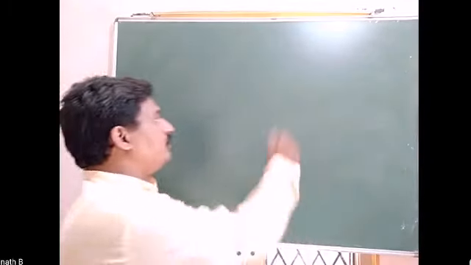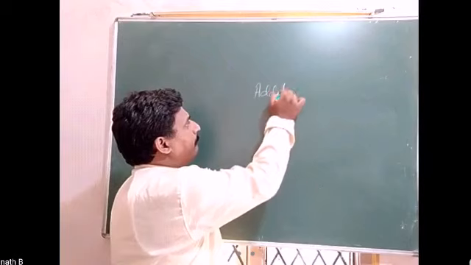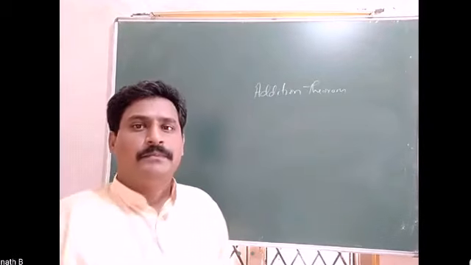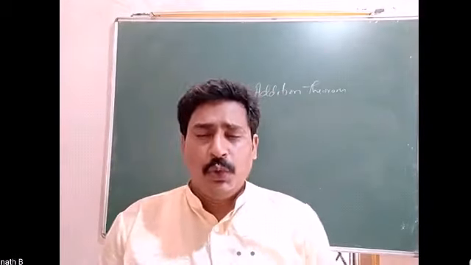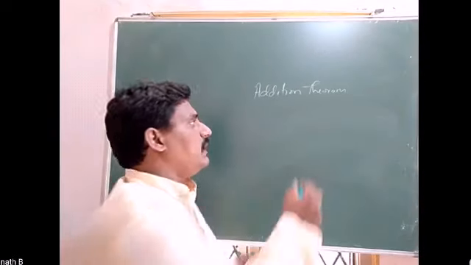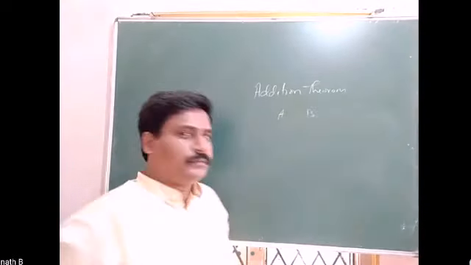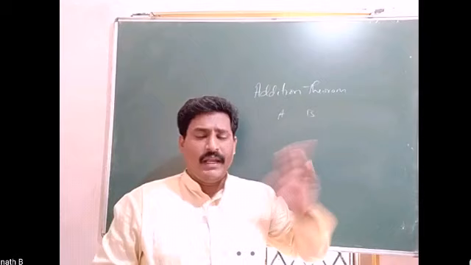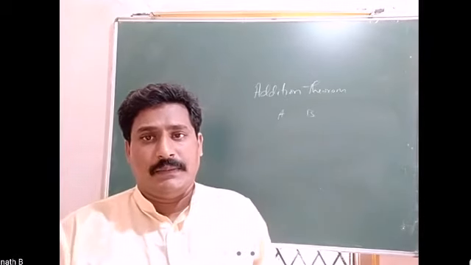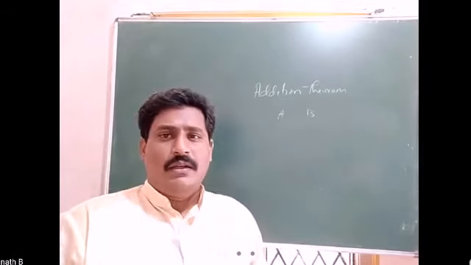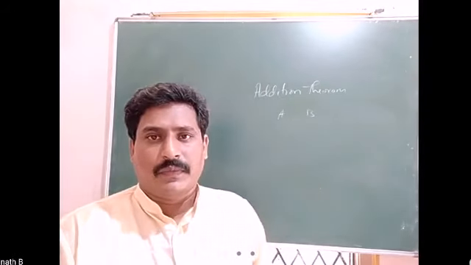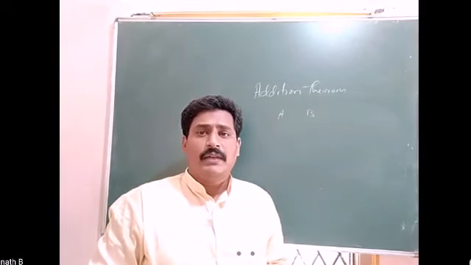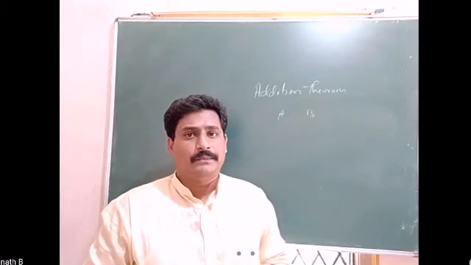So, addition theorem of probability. Suppose we have two events, event A and event B. Occurrence of at least any one of these two events, that we can say is the union of events, at least any one from these two events. That we call the addition theorem.